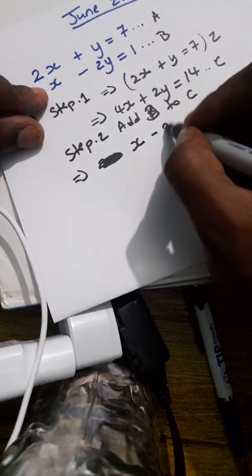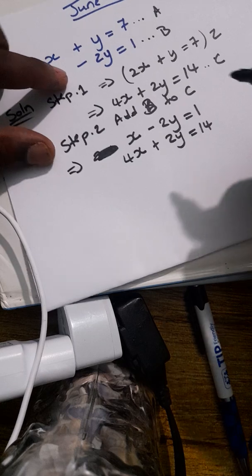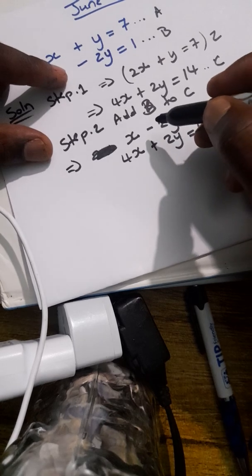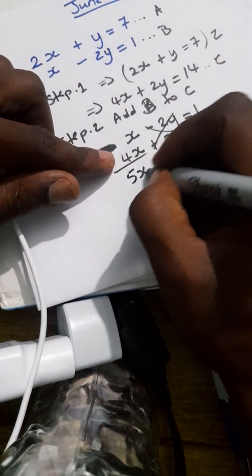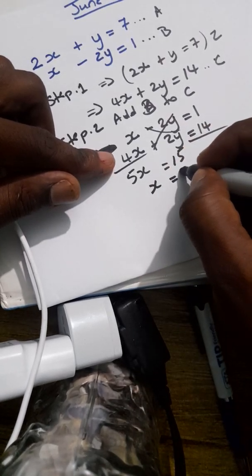x minus 2y equals 1. And C is the new equation that we get, which is 4x plus 2y equals 14. Whether you put this at the top or at the bottom doesn't matter. Now that we fulfill the condition for elimination, coefficients the same and signs different, we just cancel this and add these 2. 4x plus x is 5x equals 14 plus 1 is 15. x is automatically 3.